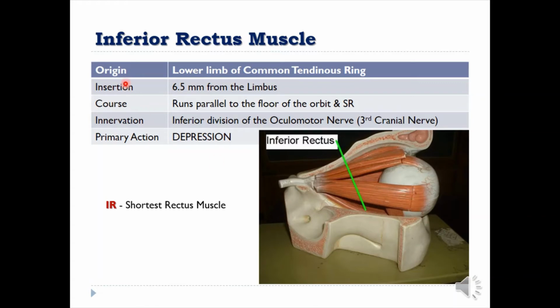So origin, insertion, course, innervation and primary action. Try to learn all these things by comparing to other muscles. Also try to remember the picture in your mind. One more important thing I need to tell: inferior rectus is the shortest rectus muscle. Out of superior, inferior, medial and lateral, inferior rectus is the shortest rectus muscle.